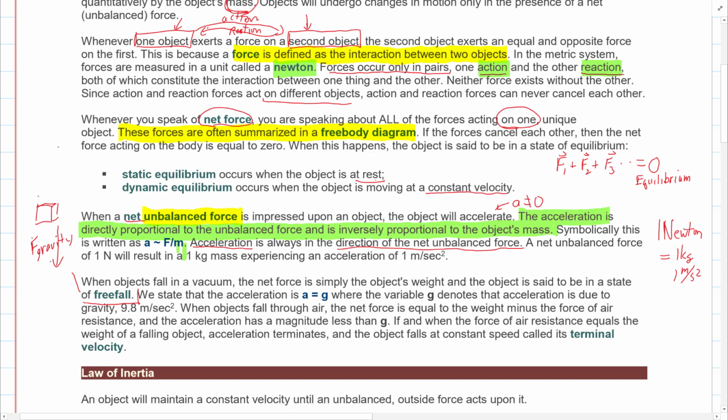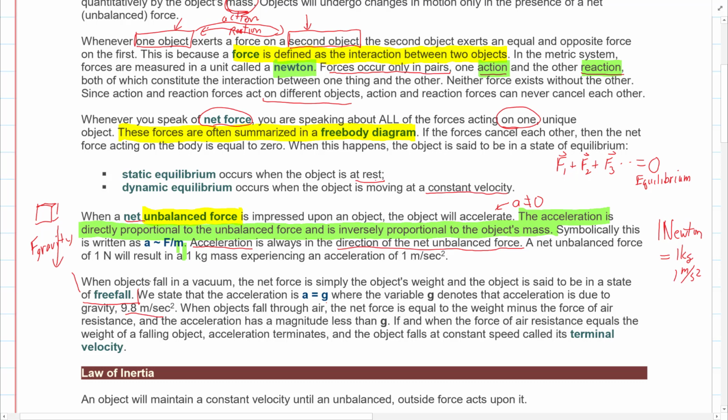And it will accelerate at g, where g denotes the acceleration due to gravity, and near the surface of the Earth, it's 9.8 meters per second squared. We've been doing that. This is now just saying this is what happens with forces in mind.